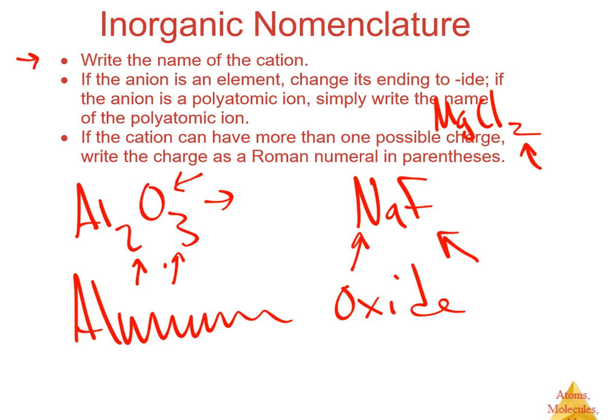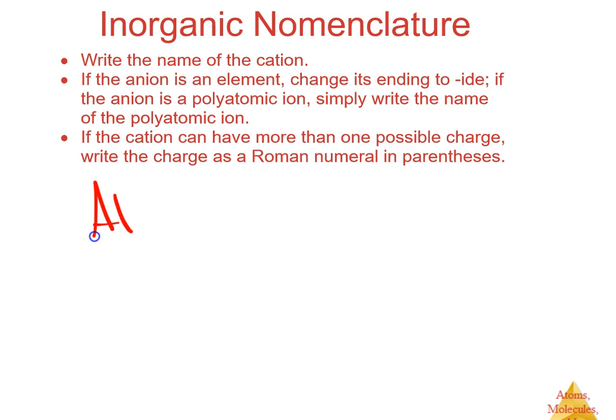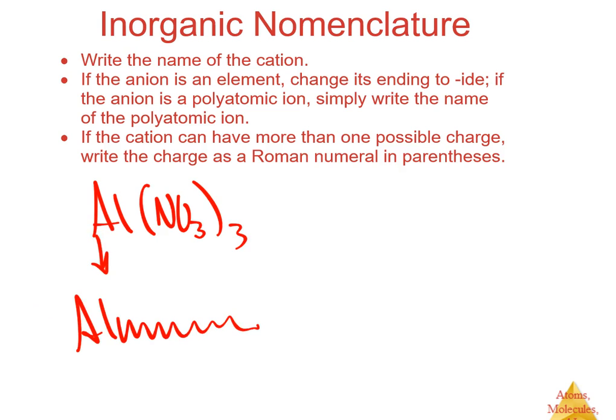All right. So that's not hard. The next thing says if the anion is a polyatomic ion, simply write the name of the polyatomic ion. So now if it's AlNO3, we write the name of the cation, which is aluminum. And then we just name this thing, nitrate.